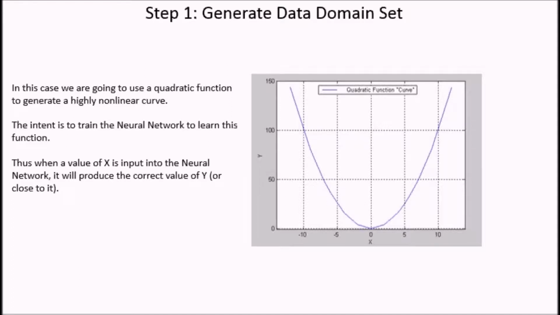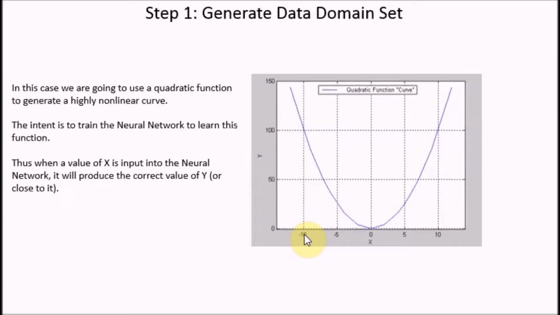Okay, so now we're at step 1, and we want to generate the data domain set, as I call it. In this case, we're going to use a quadratic function to generate a highly nonlinear curve, because we want to show the ability of the neural network to map nonlinear functions, regions, things like that. So in the end, what you're trying to do is to say that when a value of X is input into the neural network, it will produce the correct value of Y, or close to it.